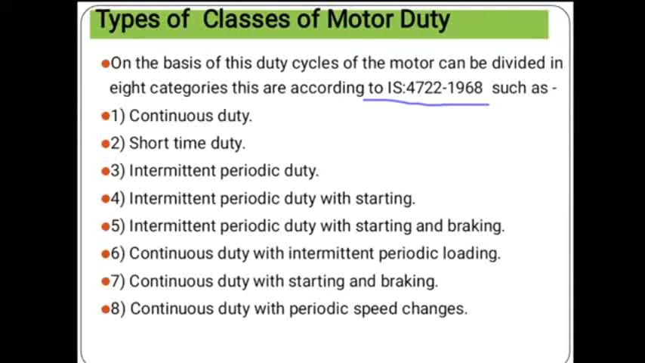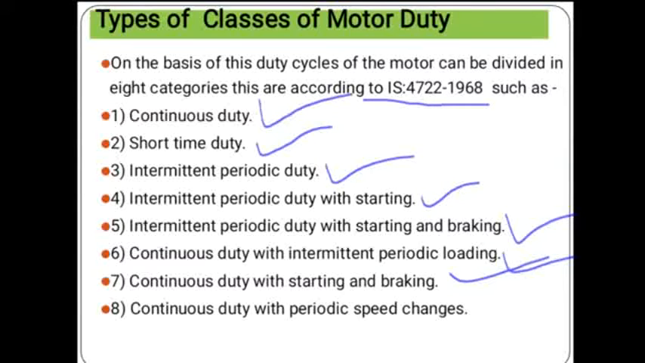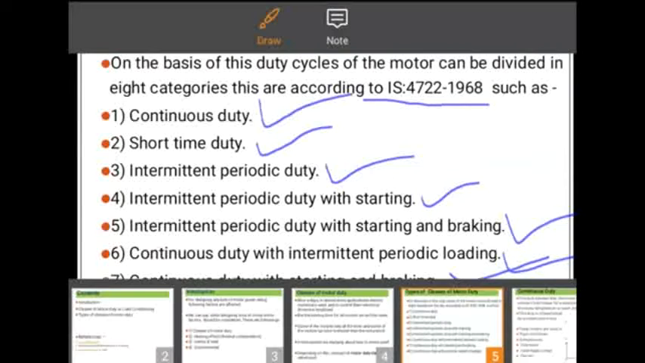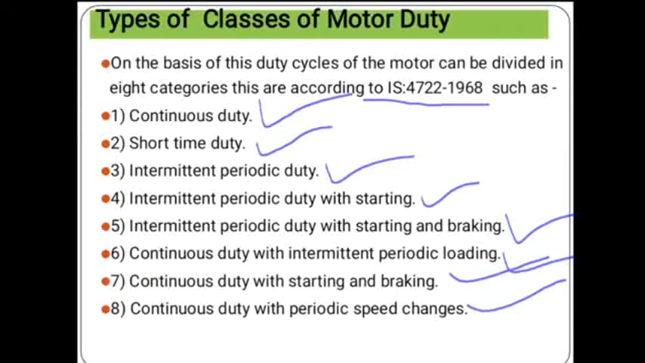First one is continuous duty, second one is short time duty, third one is intermittent periodic duty, and fourth one is intermittent periodic duty with starting, fifth one is intermittent periodic duty with starting and braking, and sixth one is continuous duty with intermittent periodic loading, and seventh one is continuous duty with starting and braking, and last, eighth, is the continuous duty with periodic speed change. So one by one we will discuss in detail.